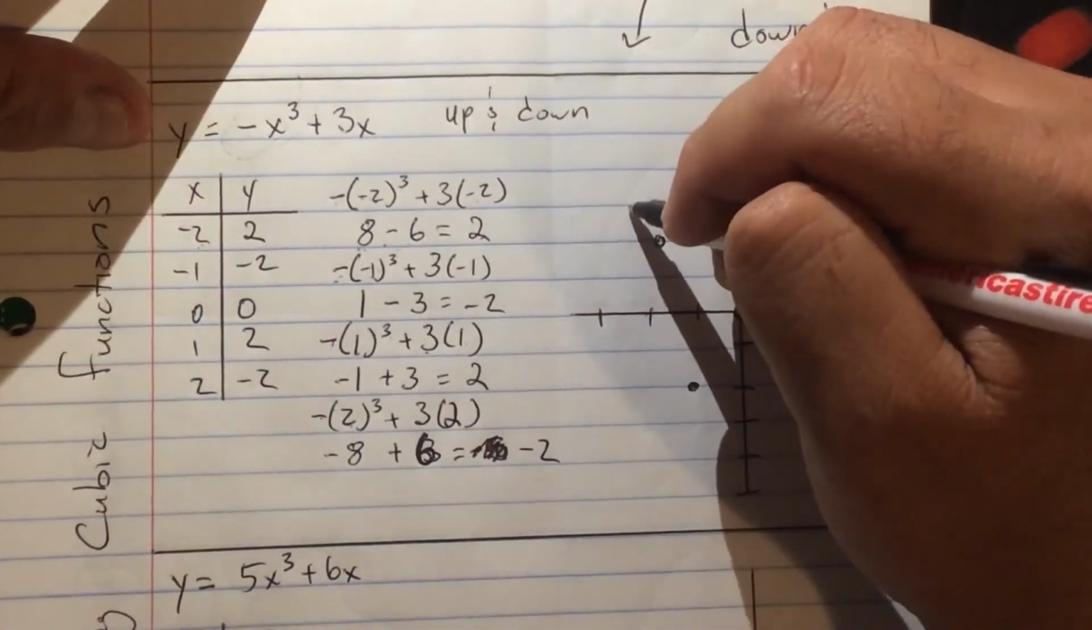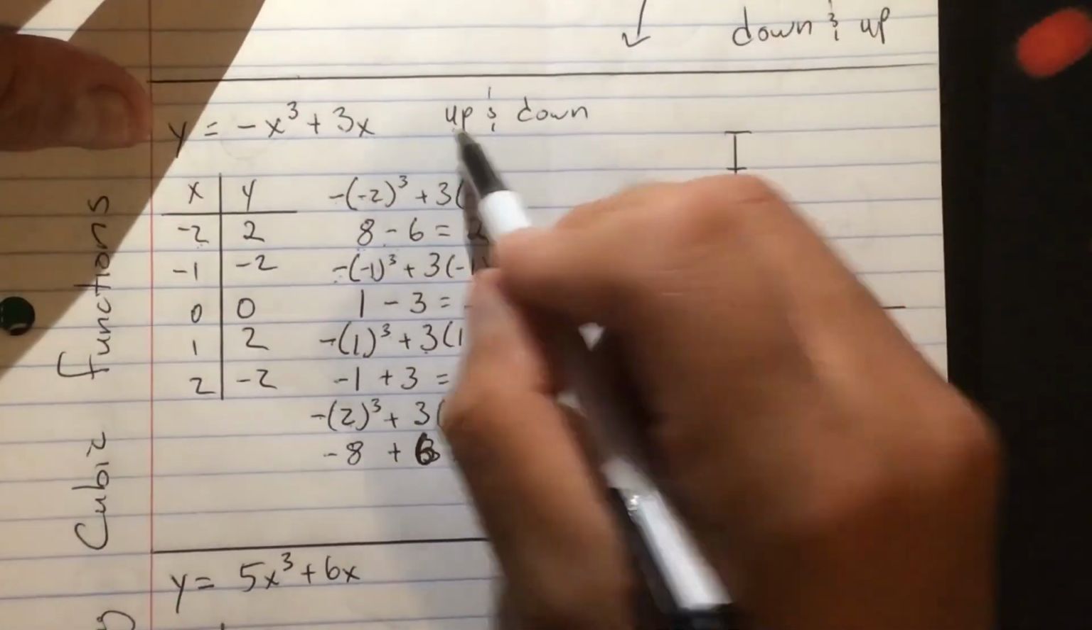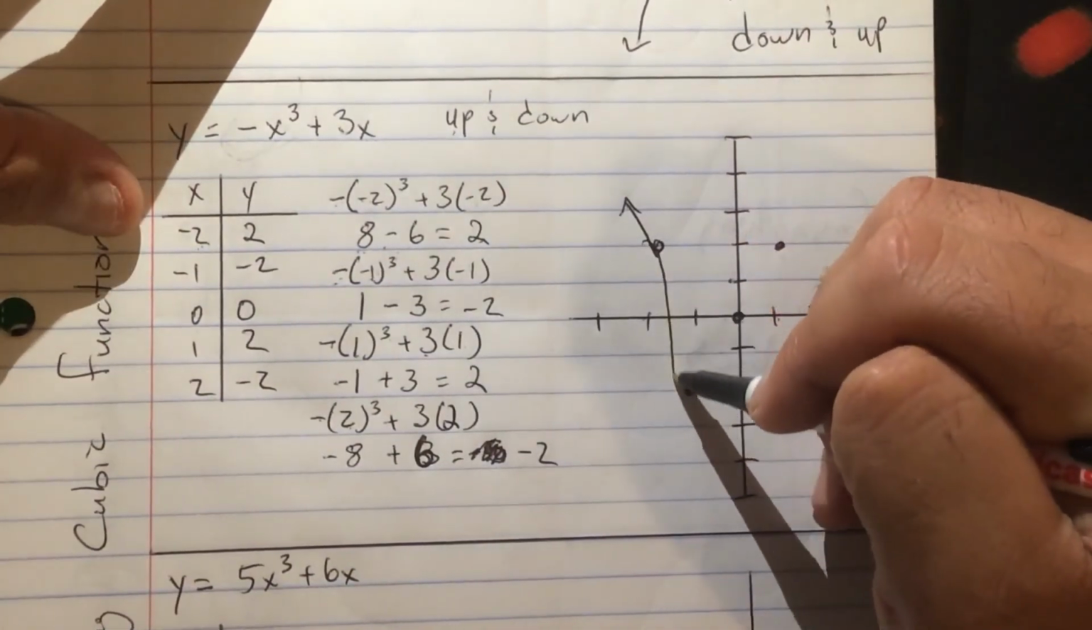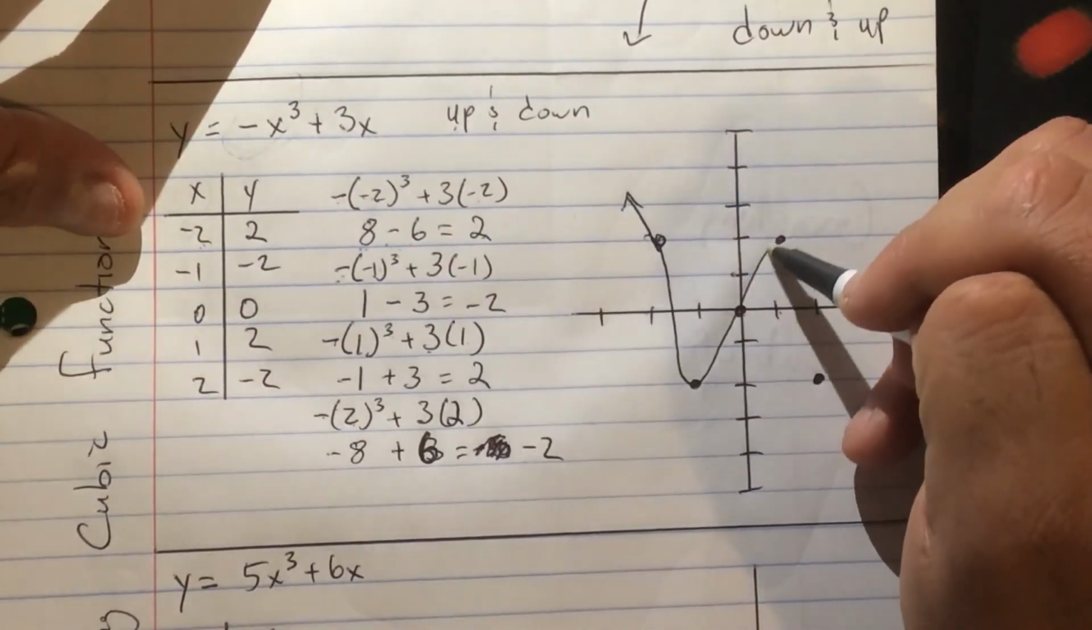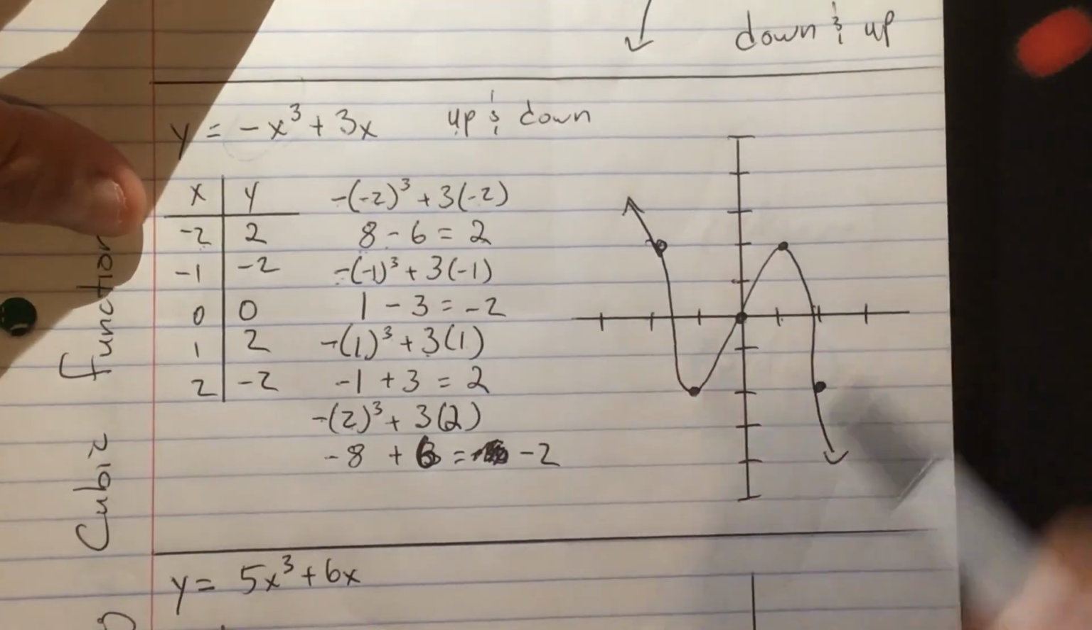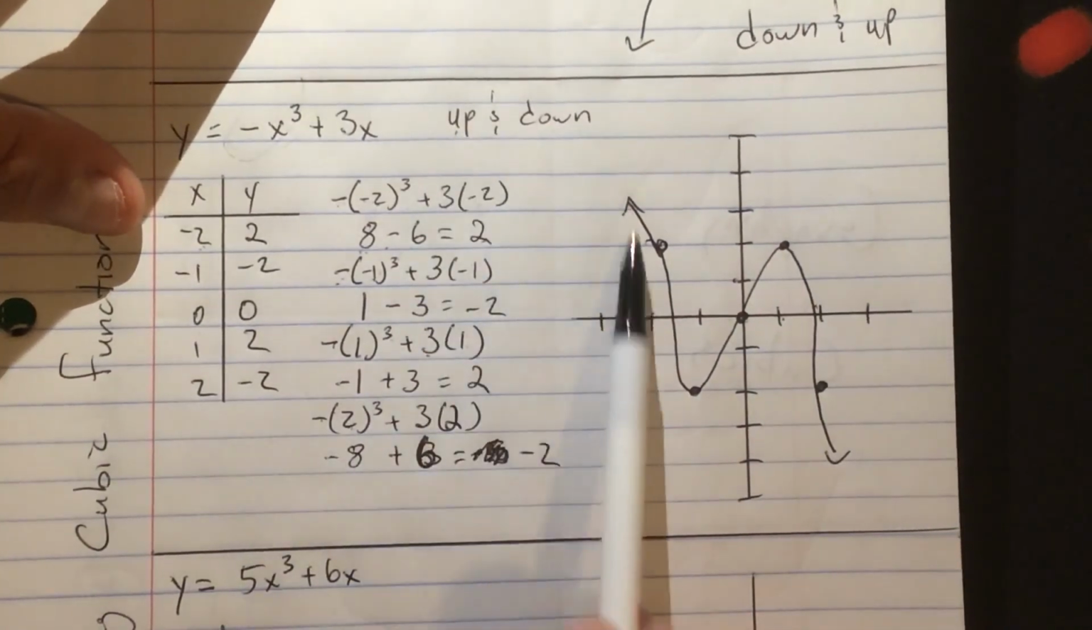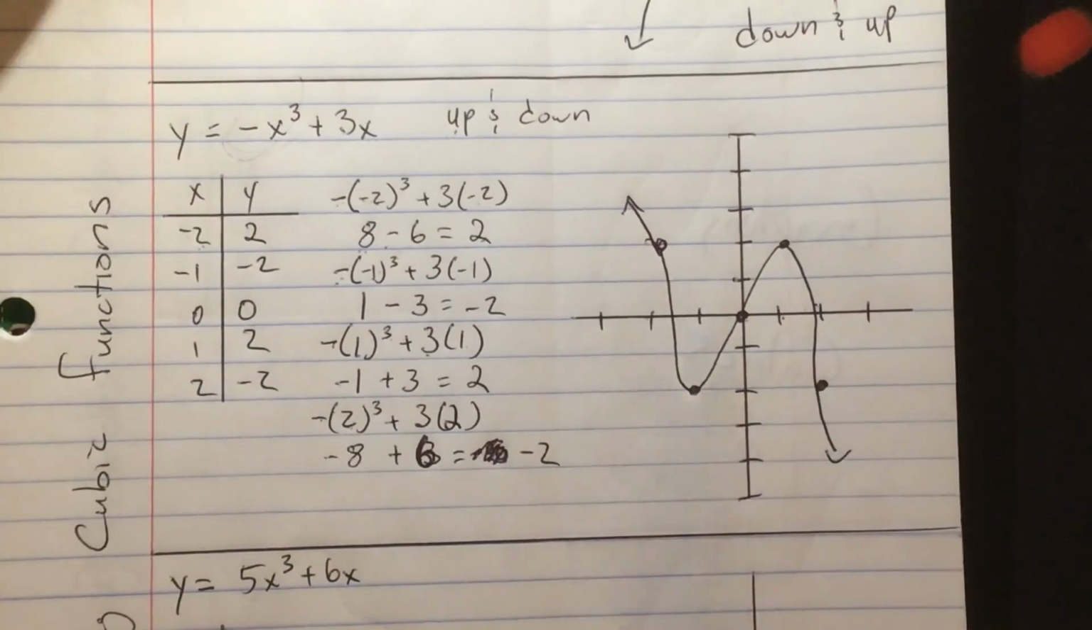This would end up making a nice graph. If we start from the up position, going down, connecting the dots, going up, connecting the dots, and going back down. So you see this is an up, down, starting from the up and finishing down problem.